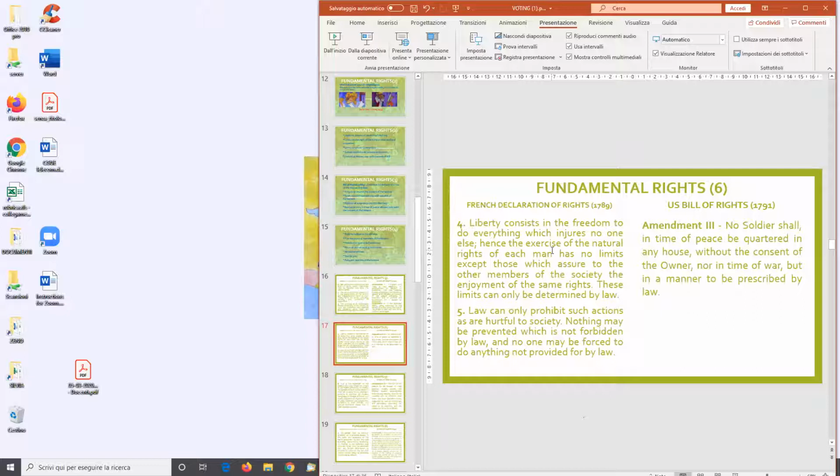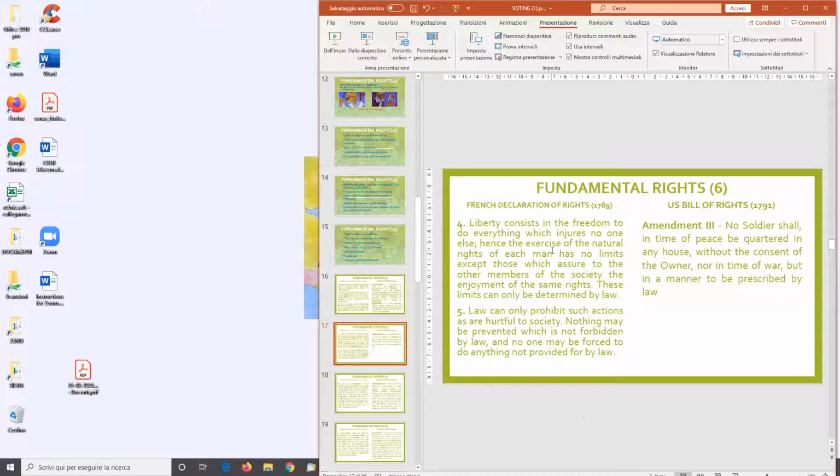So what do we find? We find the principle that everything is free, is allowed unless it is prohibited, that every liberty can be exercised provided it does not encroach, it does not limit the liberty of the other citizens, and especially the principle that these limits can be determined by law.